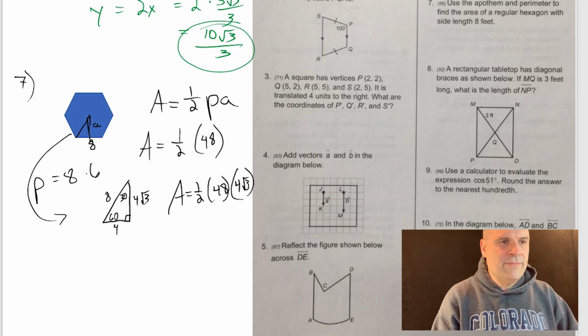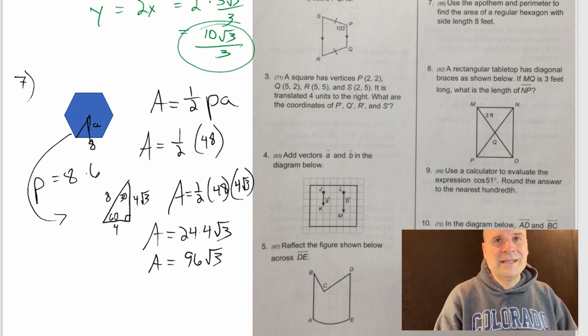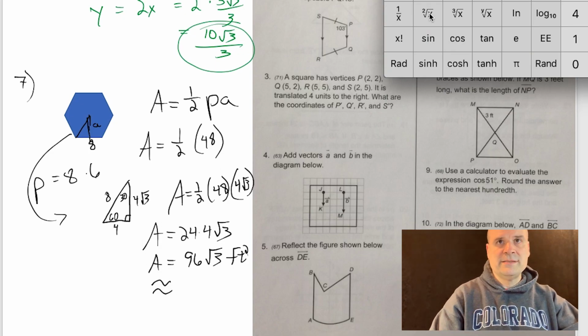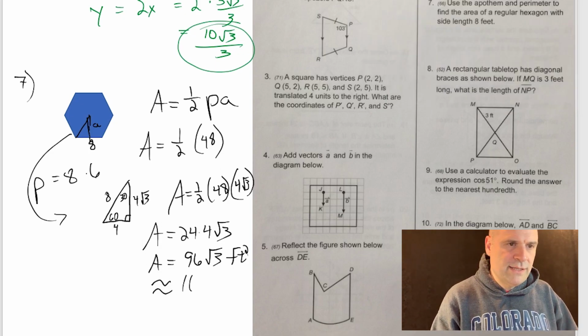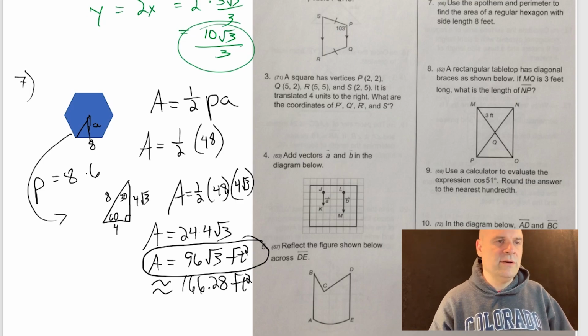Okay, so let's do that. Area equals 1/2 of 48, 24, times 4 radical 3. So let's see, 24 times 4 is 96 times radical 3. So that's the nice answer, and I would say square feet. Or if you want to multiply that out, square root of 3 times 96, it's about 166.28-ish square feet. Okay, but this is nice because it's the exact number.